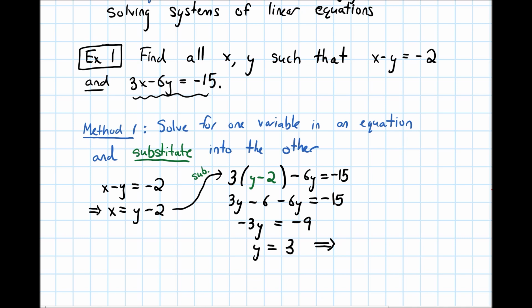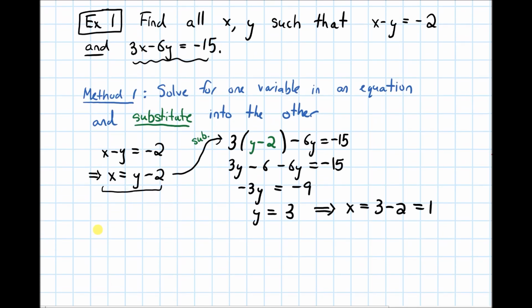And I could figure out x by plugging this value of y into either equation. I could plug it into x minus y equals negative 2, or I could plug it into 3x minus 6y equals negative 15, whichever looks simpler. But I should get the same value plugging into either one. I'm just going to plug it into x equals y minus 2. If I do that, I get x equals 3 minus 2, which equals 1. At this point, I have my answer. I've figured out what x is and what y is. In fact, I could write my answer as an ordered pair, just to be concise. So (x, y) is (1, 3). There's just one solution to this system of equations: x equals 1 and y equals 3.